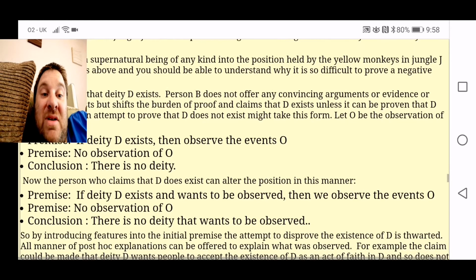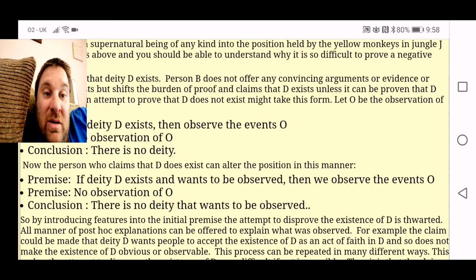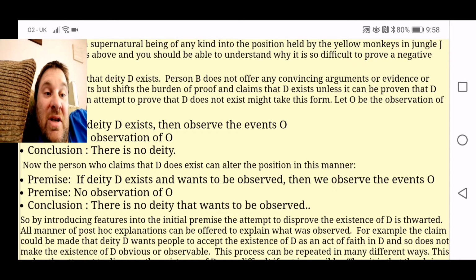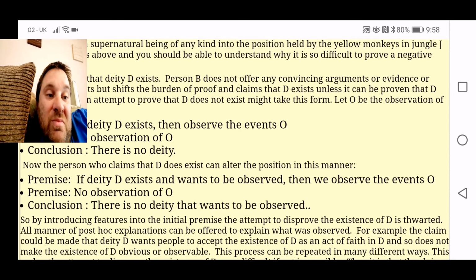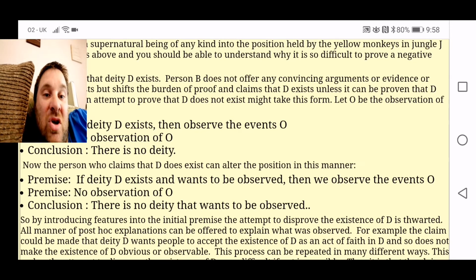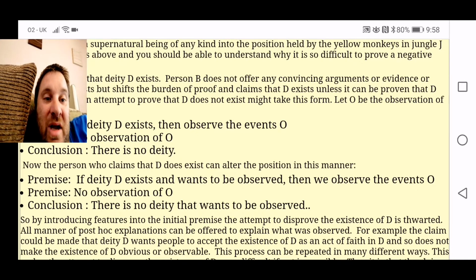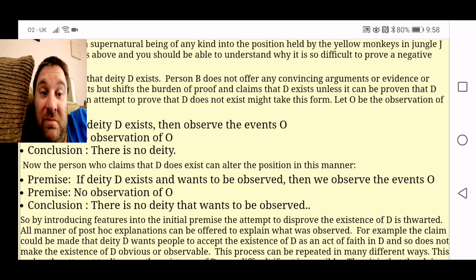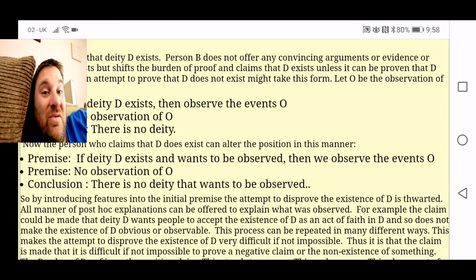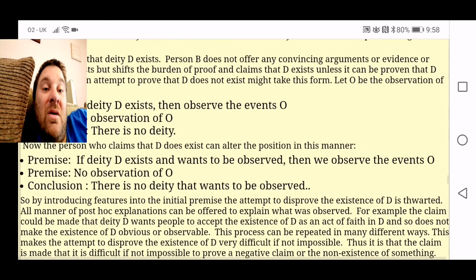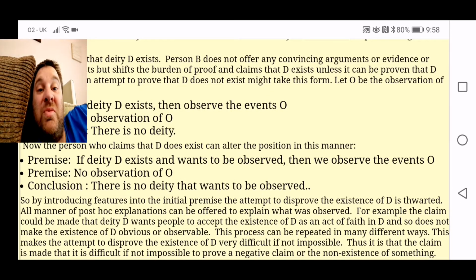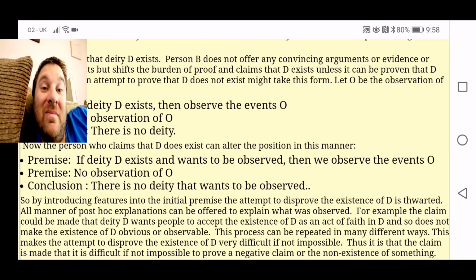Now the person who claims that D does exist can alter the position in this manner. Major premise: if deity D exists and wants to be observed, then we observe the events O. The minor premise: no observation of O. Conclusion: there is no deity that wants to be observed. See what they've done there? They say, no, well, you can't see the deity because it doesn't want to be observed. Yeah?